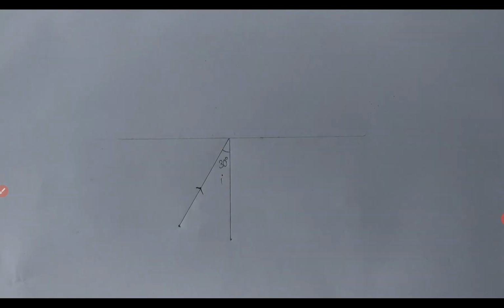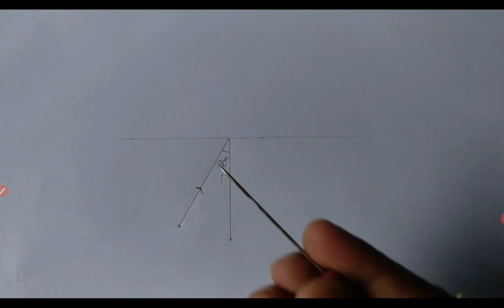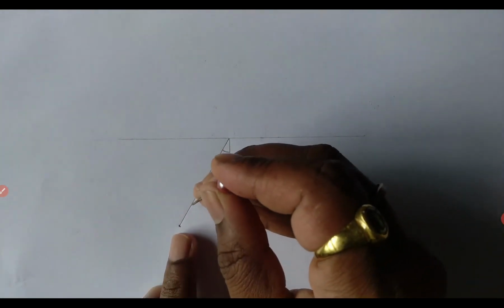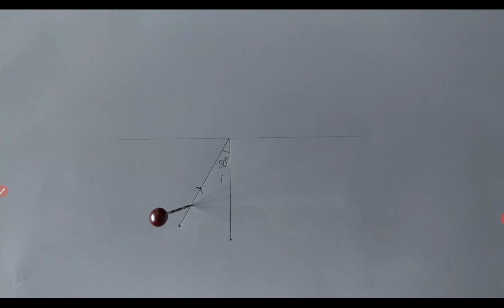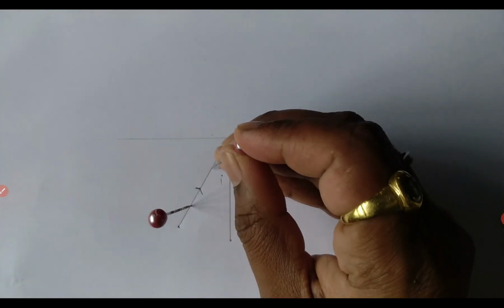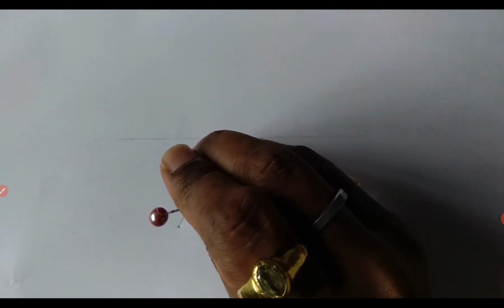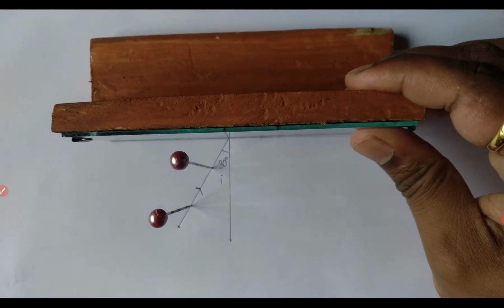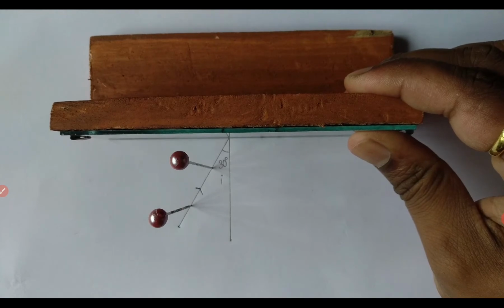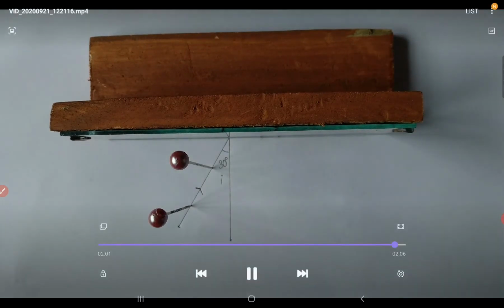The next thing I will do is put these needles anywhere on the incident ray. I am putting these 2 needles anywhere on the incident ray. I hope you have understood here. Now placing the mirror back, I'll get this position.